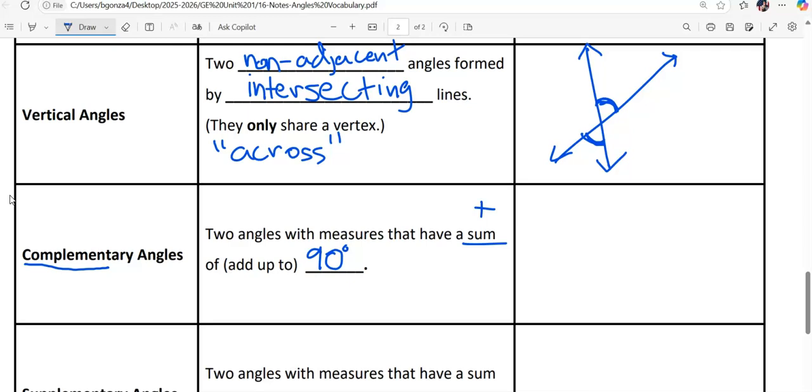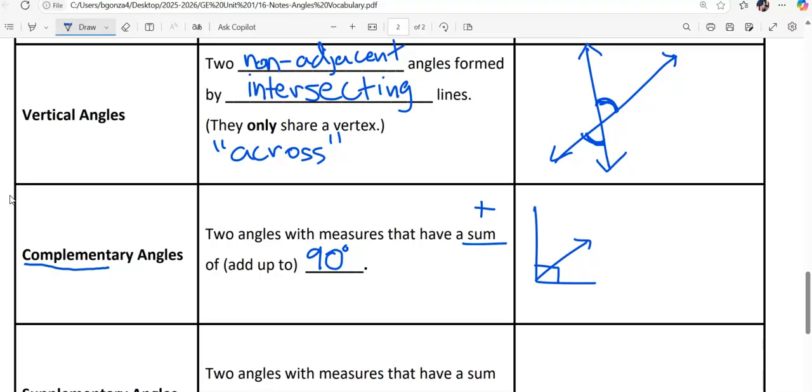All right, so here's an example. If you just draw a right angle and have a ray coming out of it, these two angles right next to each other make a right angle, which is 90 degrees, right? Pun intended.